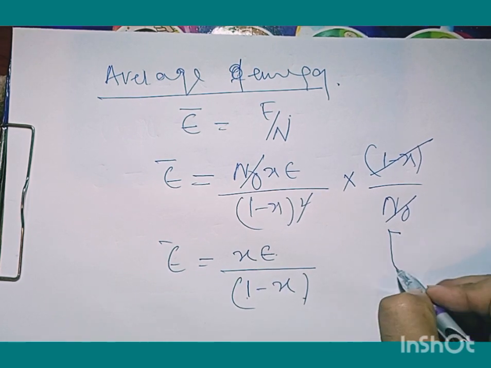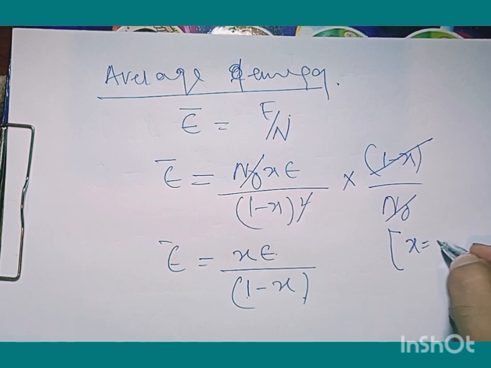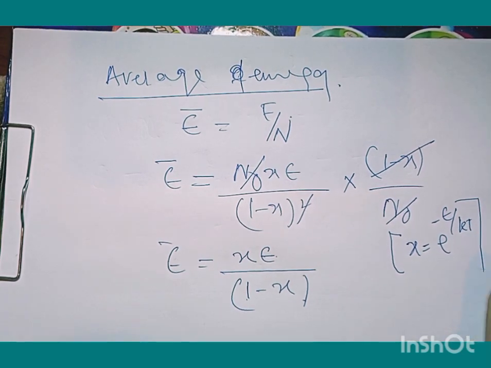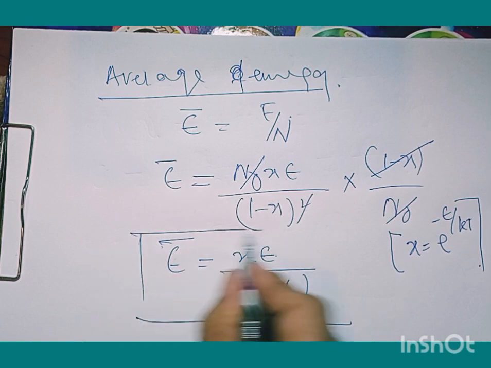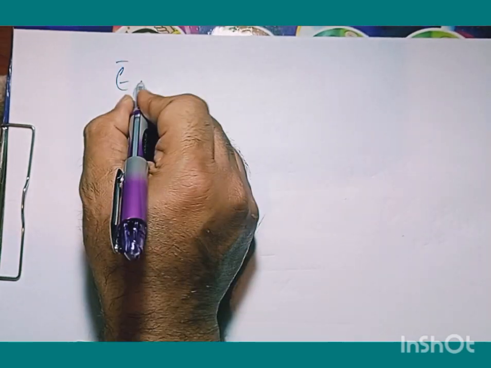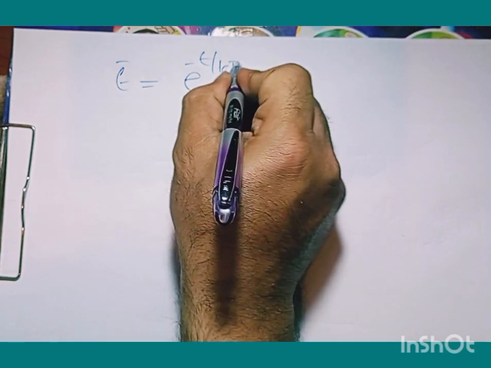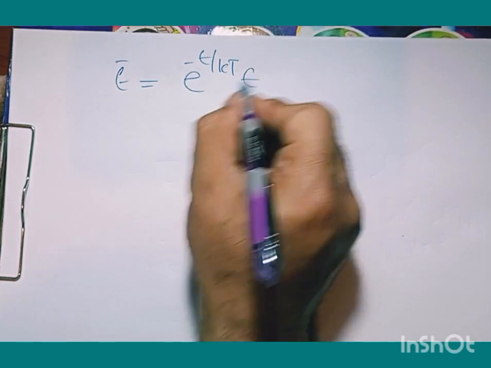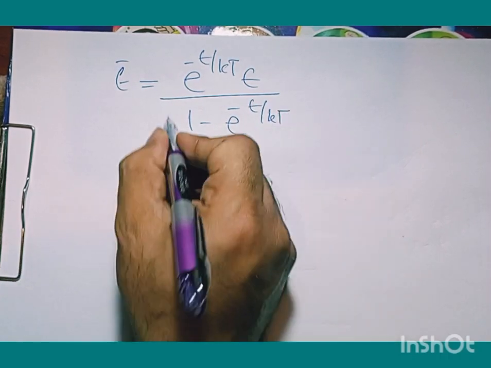But what was x assumed to be? x was e to the power of minus epsilon by kt. So I can use the value of x in this equation to calculate this average energy per oscillator. So I can write this E bar, the average energy, as e to the power of minus epsilon by kt, then epsilon divided by 1 minus e to the power of minus epsilon by kt.